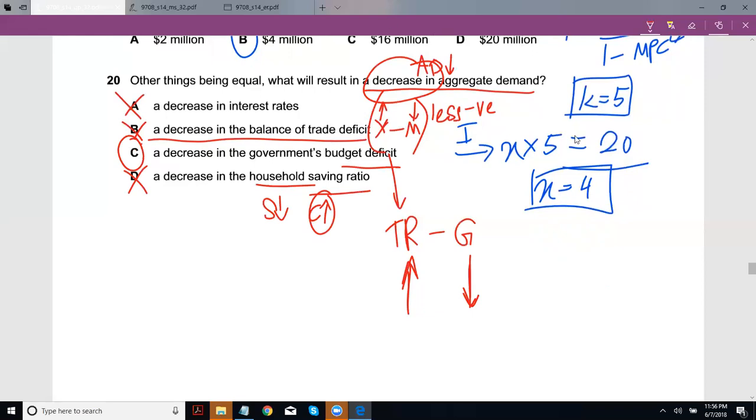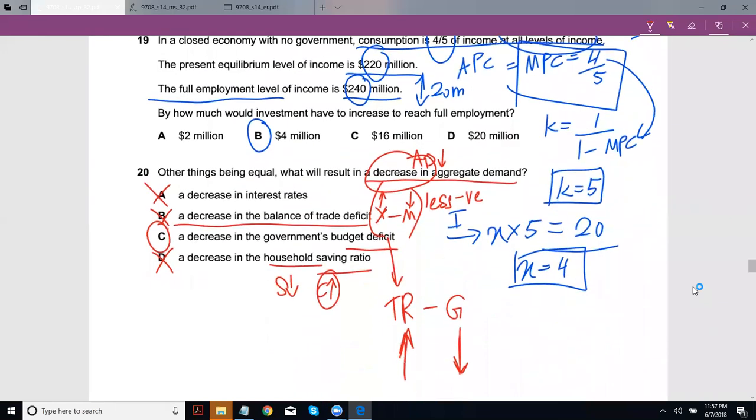We can quickly check our answers for these 10 MCQs. All right, so these 10 MCQs were fine. We'll finish this paper off in the next video.